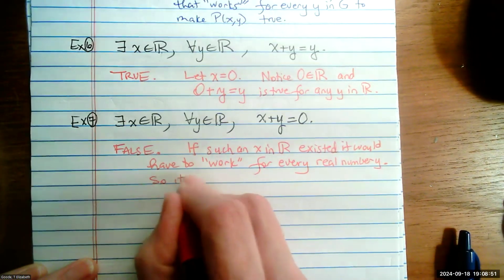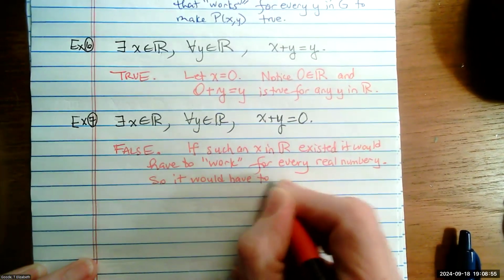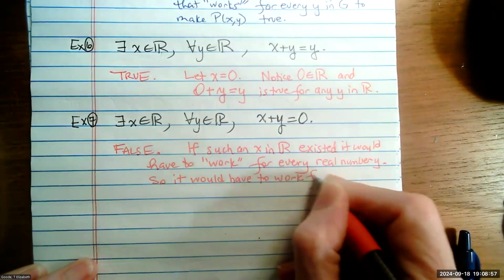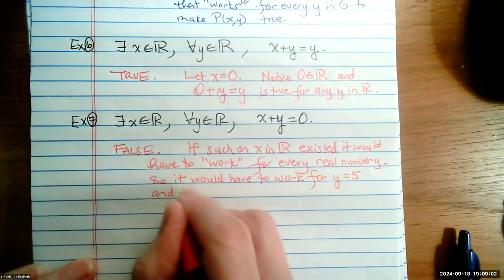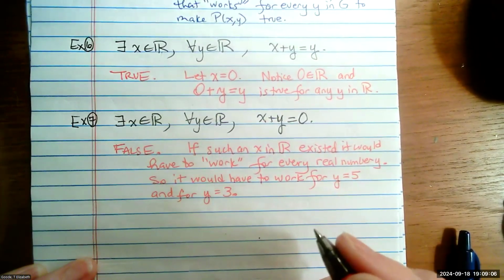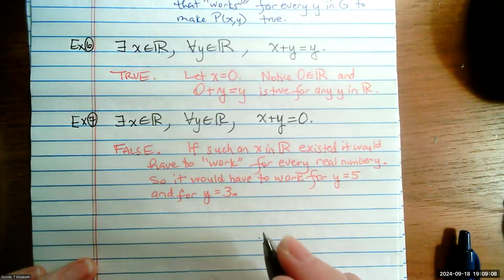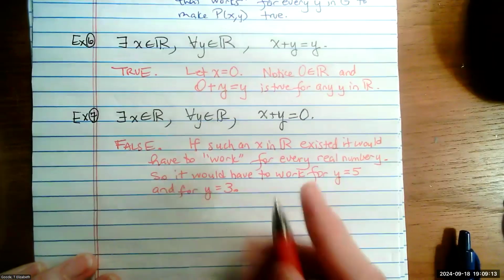So it would have to work for y equals 5. I guess I got 5 on the brain today. And for y equals 3. Now you could use different values, but just pick 2 different y's. And you can argue that the same x cannot possibly work for both. I'll do it for 5 and 3.